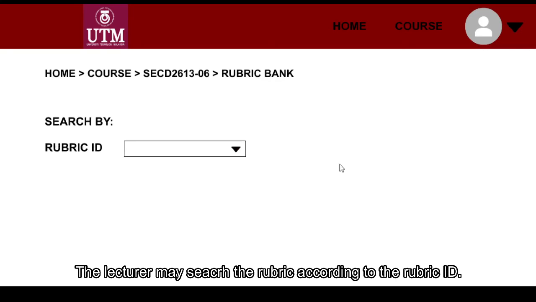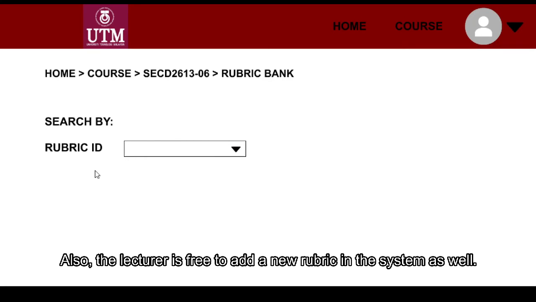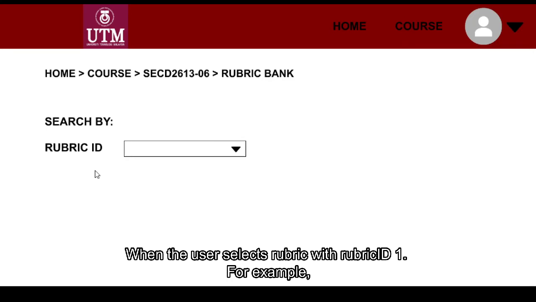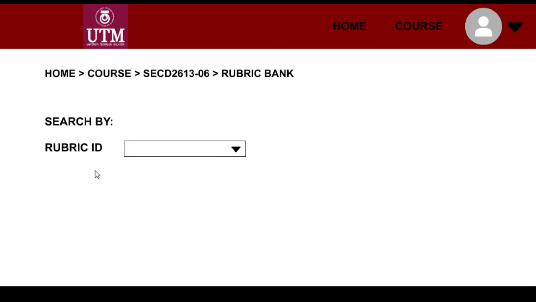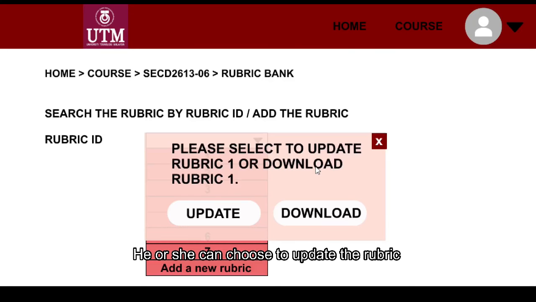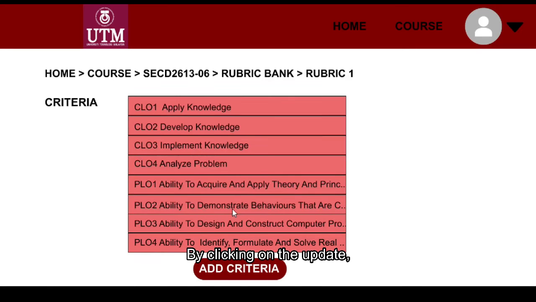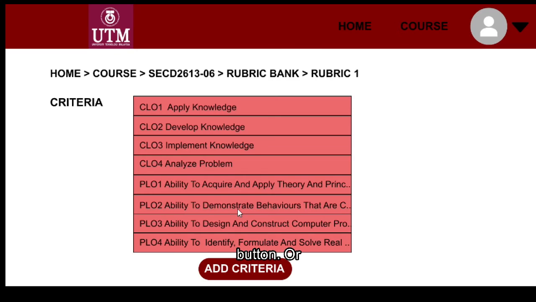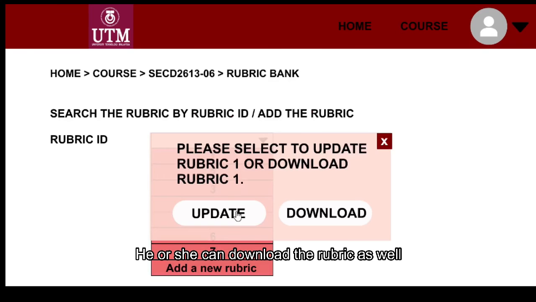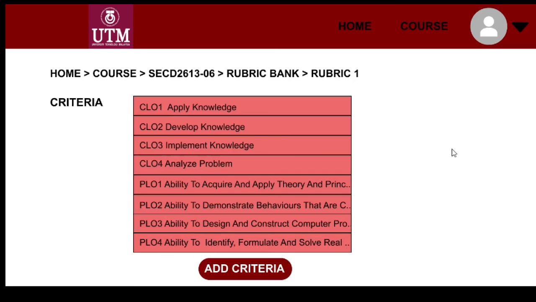The lecturer may search the rubric according to the rubric ID. Also, the lecturer is free to add a new rubric as well. When the user selects the rubric with rubric ID 1, for example, he or she can choose to update the rubric by clicking on the update button, or he or she can download the rubric as well. So we click on the update button here.